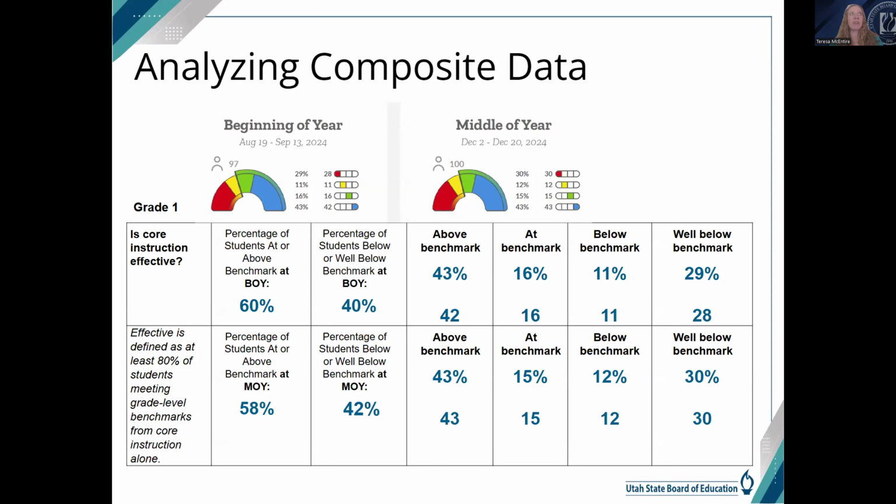For our well below and below benchmark students, that's a concern because we didn't see them changing levels at all. We didn't see them improving their benchmark scores, and they stayed pretty much the same. So I would say my core instruction is pretty effective in the fact that I'm maintaining my at and above benchmark students, but my interventions might not be working as well because I'm not seeing movement for my well below or below benchmark students to improve.